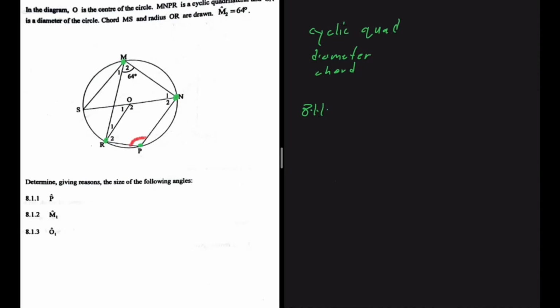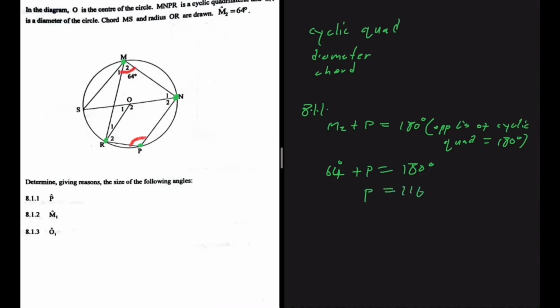But because we know that MNPR is a cyclic quad, then P plus M2 should be equal to 180 degrees, right? That's a property of a cyclic quad. So we have M2 plus P being equal to 180 degrees, right? Opposite angles of a cyclic quad sum up to 180, right? And then what is the size of M2? M2 is 64 degrees, and then plus P, which we're looking for, being equal to 180 degrees. So now it should be easy to see here that P is equal to 116 degrees, right?